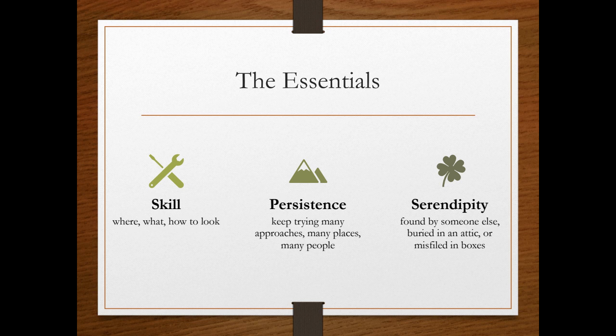And then the other thing you're going to want is to be persistent. You've got to keep trying because you never know when you're going to find more things. Always be checking new places, new people, do different searches, check for other family members, check other institutions. It's going to be a long process and you may not be able to do all of it at one location. So you're going to have to put some legwork in sometimes.